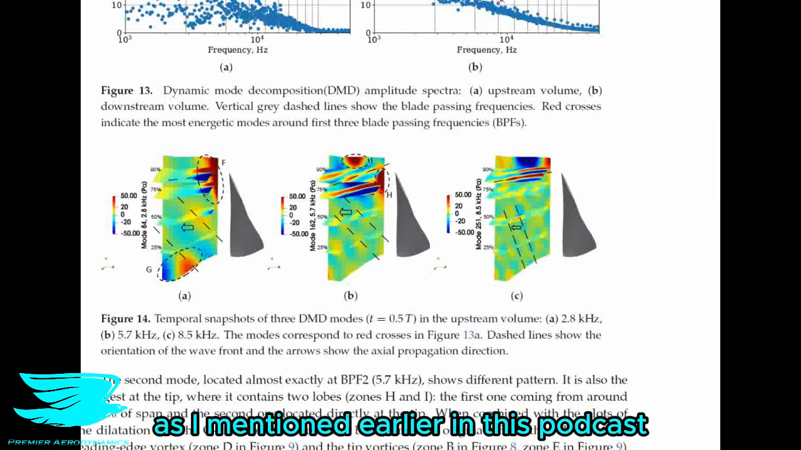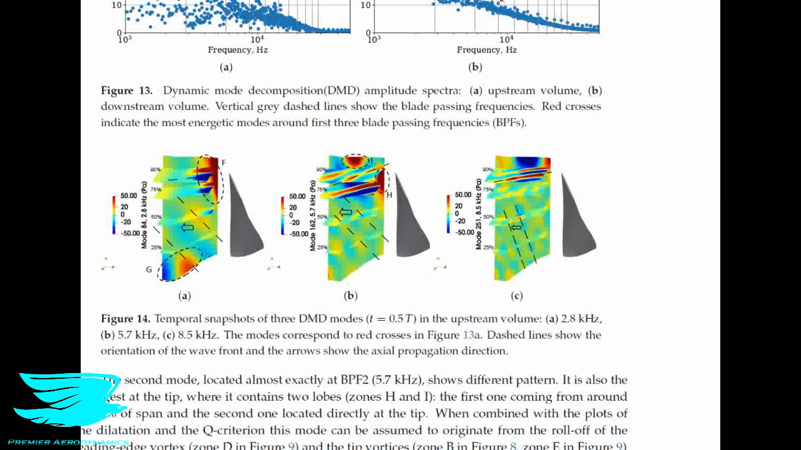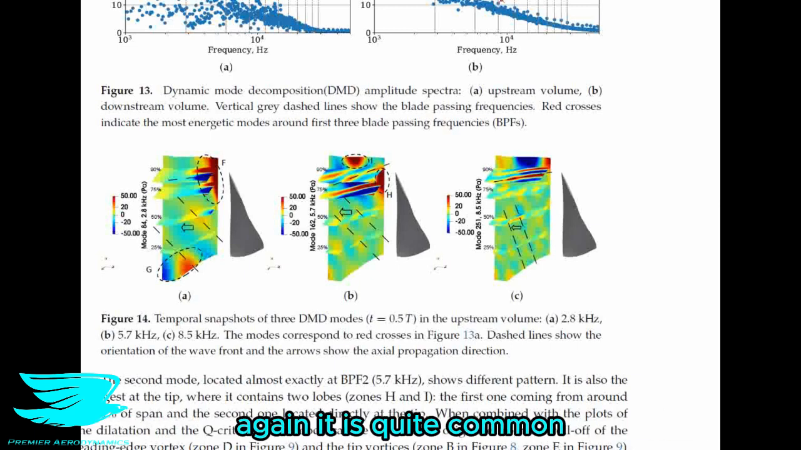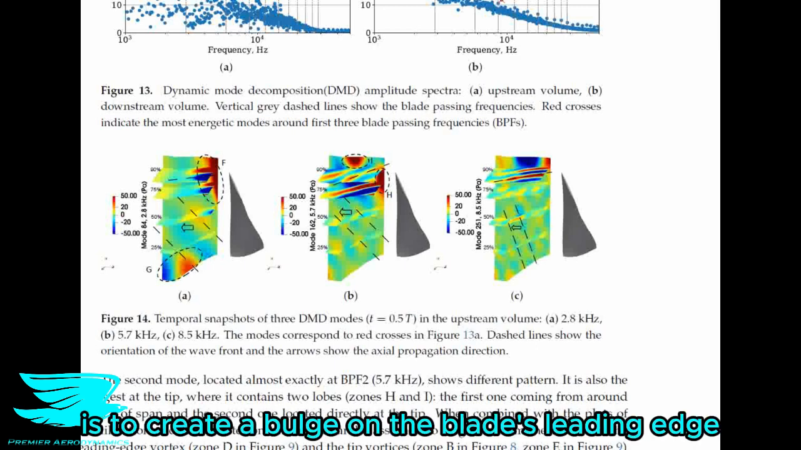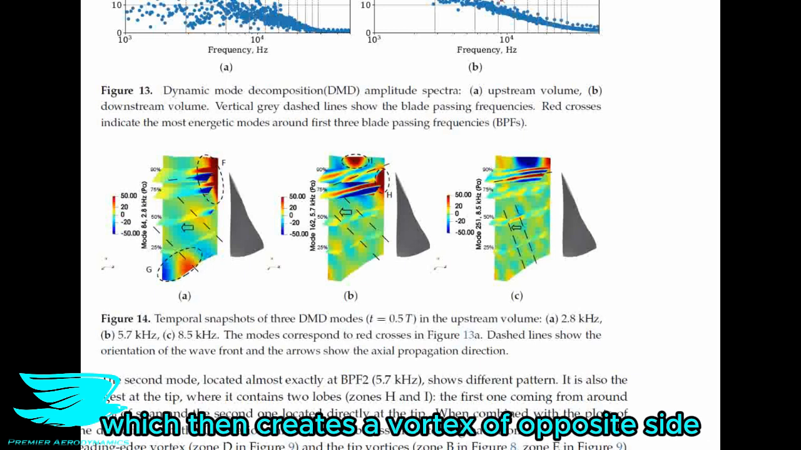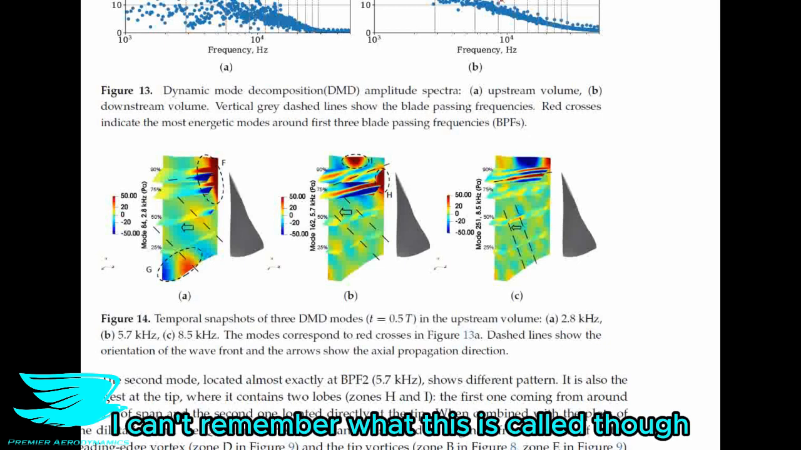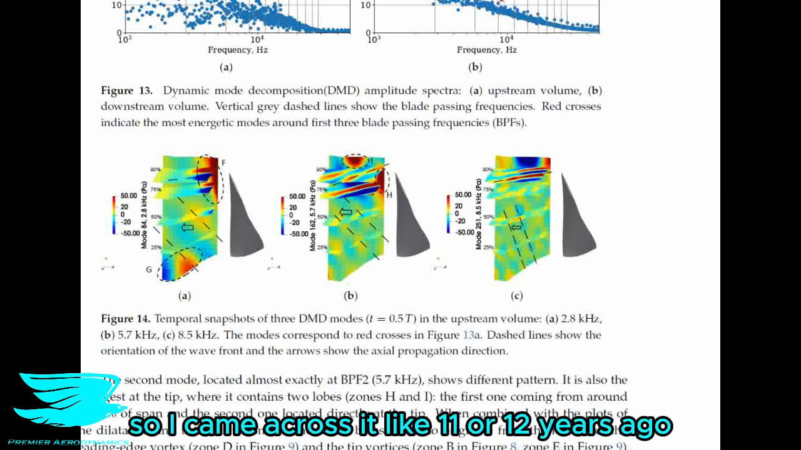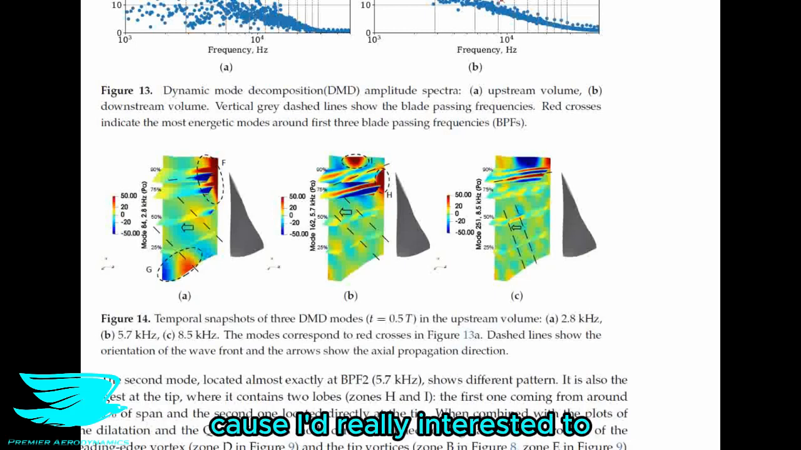And at the blade root, as I mentioned earlier in this podcast, a vortex often forms here, and the interactions between this and the blade and the hub create noise. So I'm not surprised that we are seeing that here again. It is quite common. One way of getting rid of this vortex at the blade root is to create a bulge on the blade's leading edge, which then creates a vortex of opposite sign and cancels out the vortex at the root. I can't remember what this is called though. It's something like a Thomas bulge or something like that. I came across it 11 or 12 years ago, and I can't remember exactly what it's called now. If you know, let me know in the comments below, because I'd be really interested to find out again what that was called.